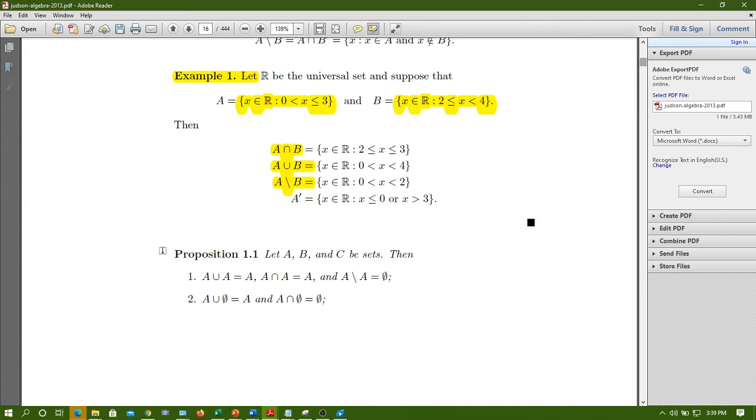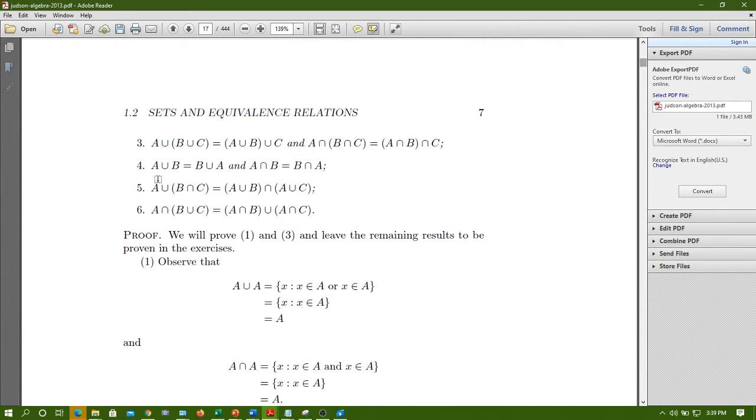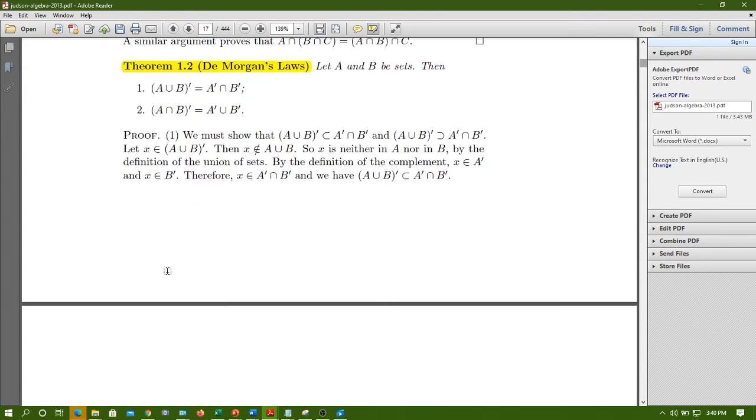Okay, there is a proposition here, proposition 1.1, and then we have proof. We have a theorem, De Morgan's laws: let A and B be sets, then the complement of A union B is the complement of A intersect the complement of B. So there's also a proof for that.